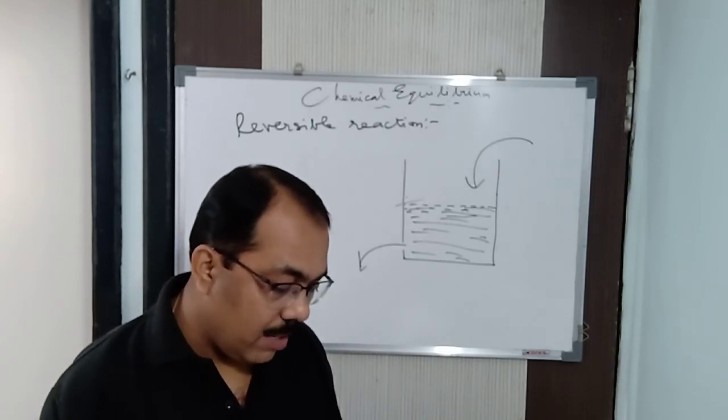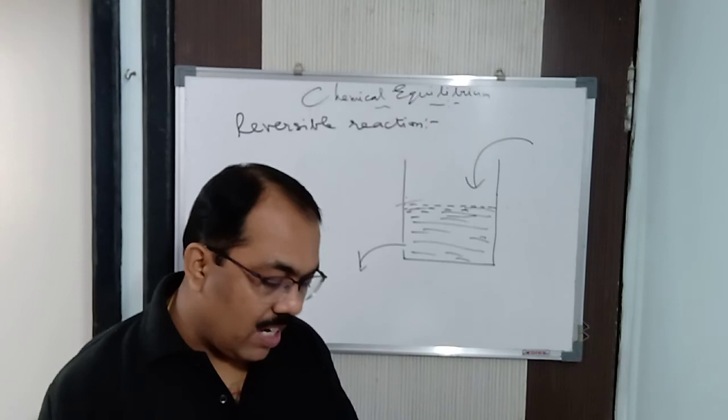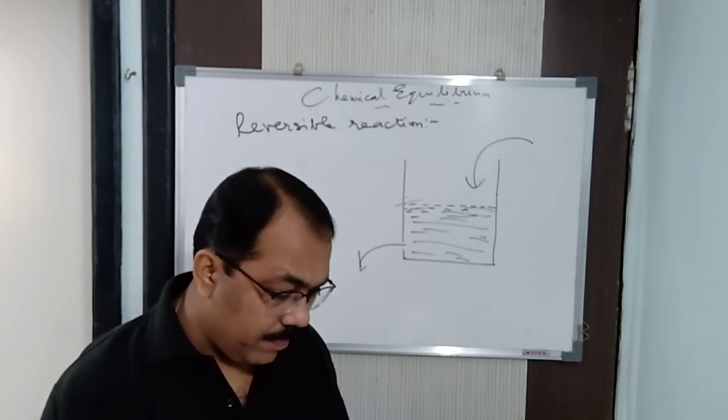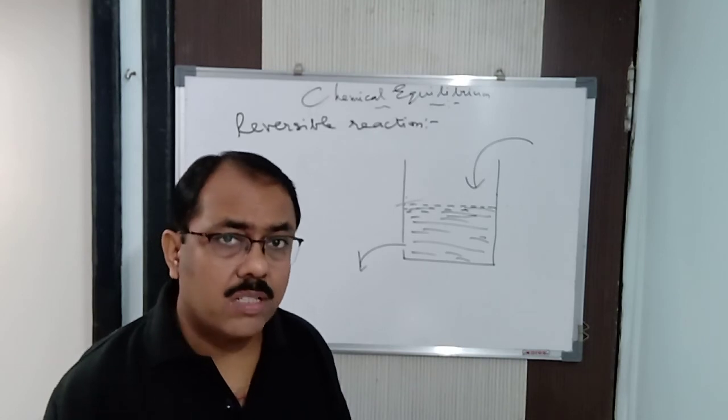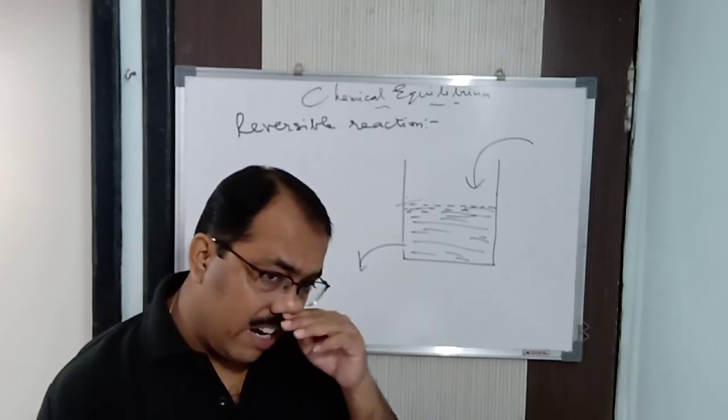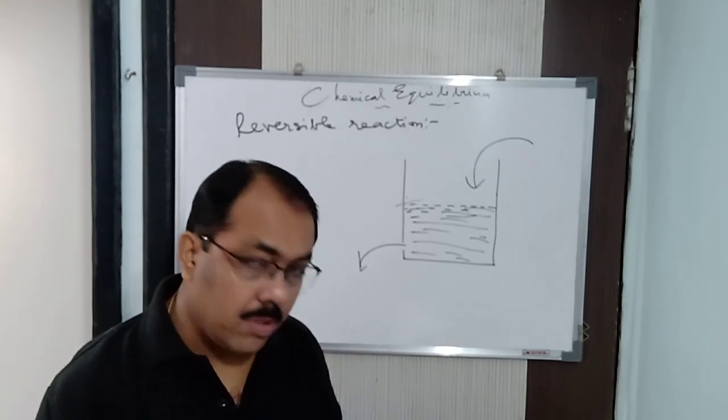A chemical equilibrium can be established only if none of the products is allowed to escape or separate out. Alright, that's a very important point. None of the products is allowed to escape, that is, the reaction is carried out in a closed container. I have said this to you right from the beginning.